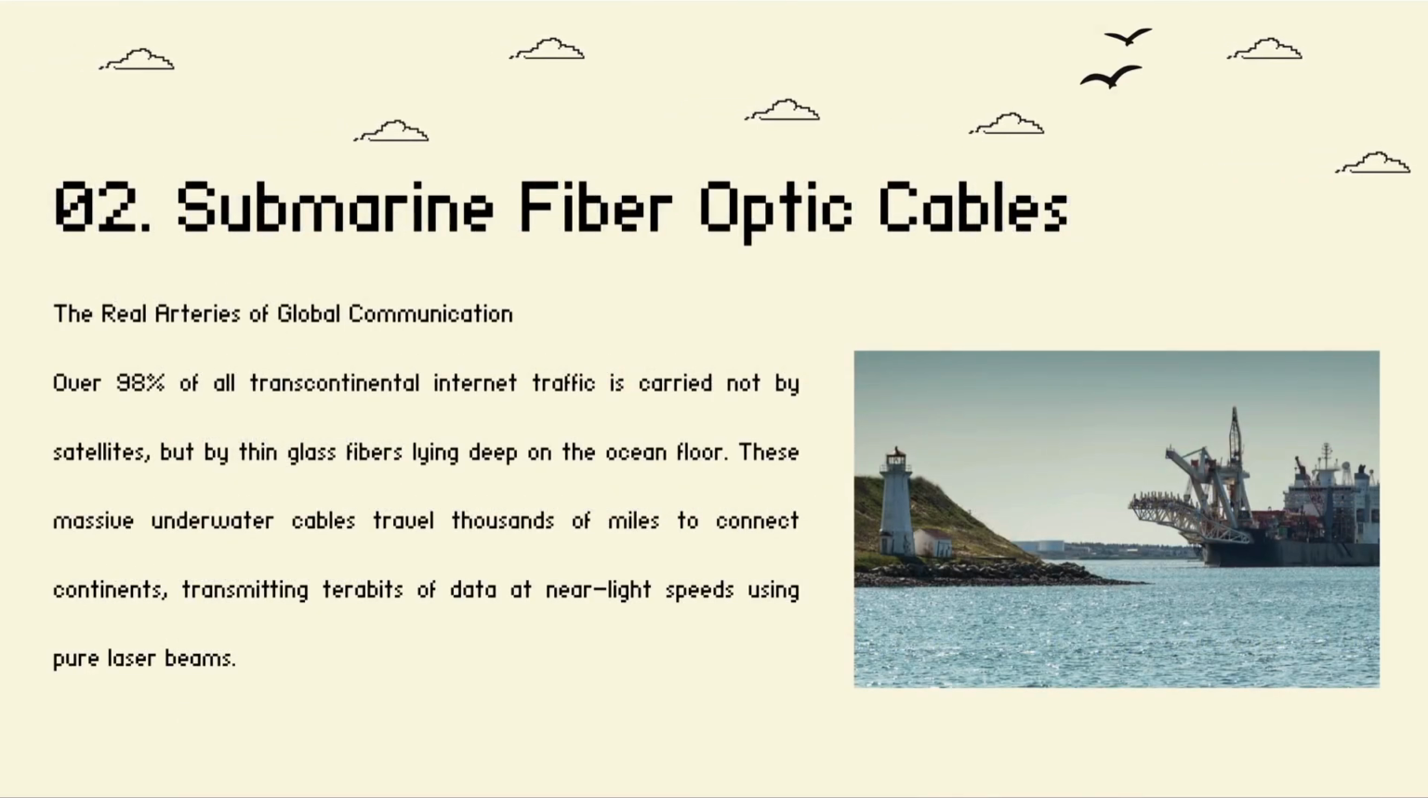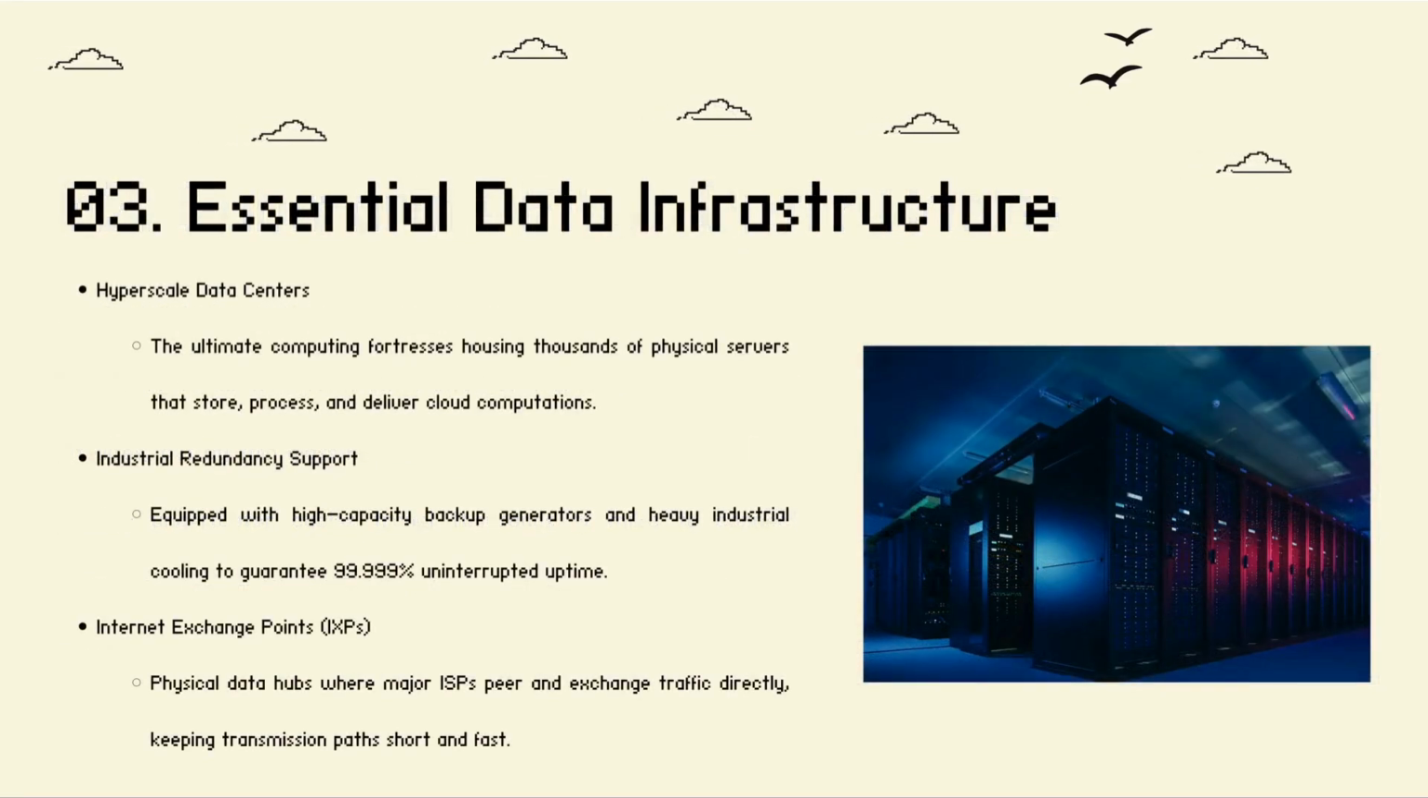Most global internet traffic also depends on submarine fiber optic cables, not satellites. These cables lie deep in the ocean and connect continents around the world, allowing huge amounts of data to move at near light speed. And finally, cloud services rely on large data centers filled with servers. These servers store, process, and deliver the data we use every day. So the internet may feel invisible, but behind it is a very real physical system made of cables, servers, electricity, and human engineering.